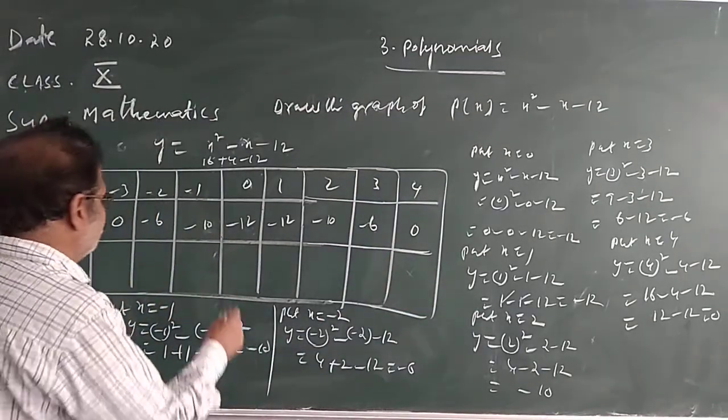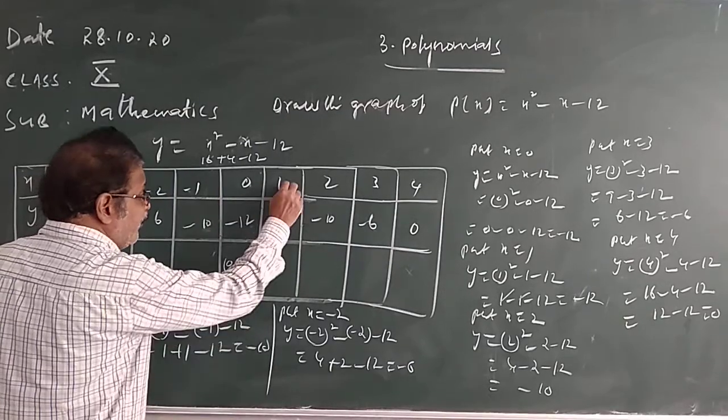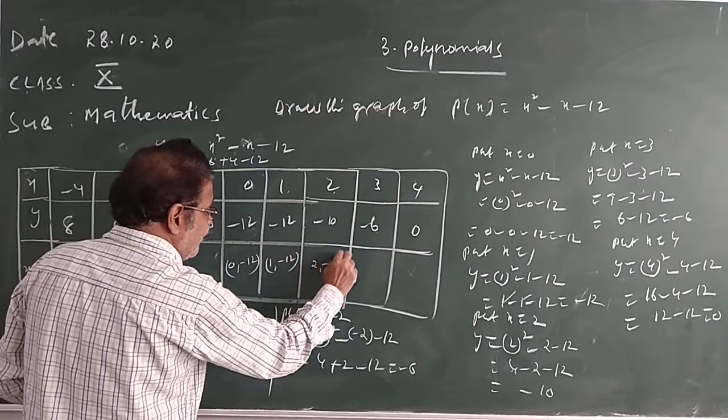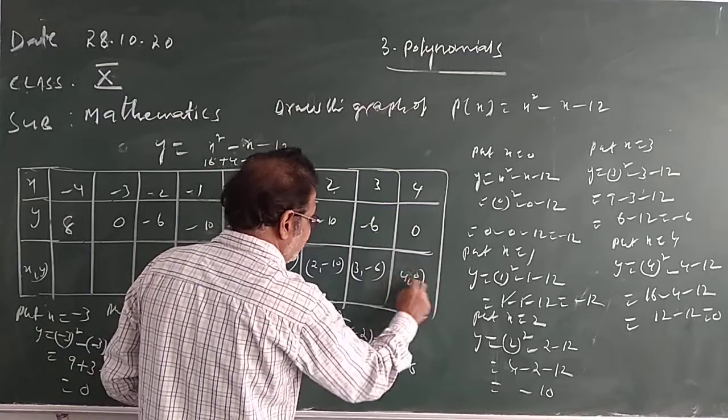After that, you will write down the table of x and y. When x is equal to 0, y is minus 12. When x is equal to 1, y is minus 12. When x is equal to 2, y is minus 10. When x is equal to 3, y is minus 6. When x is equal to 4, y is 0.